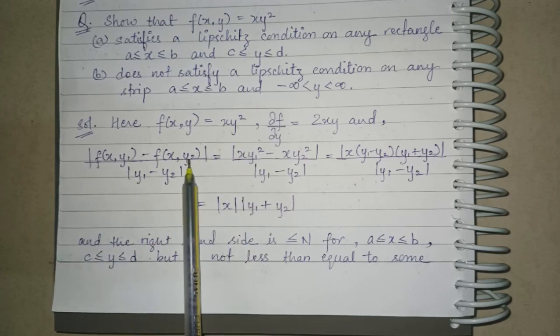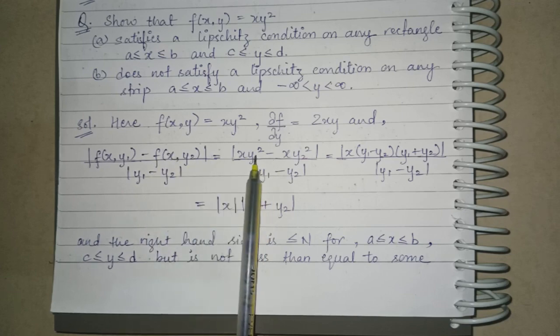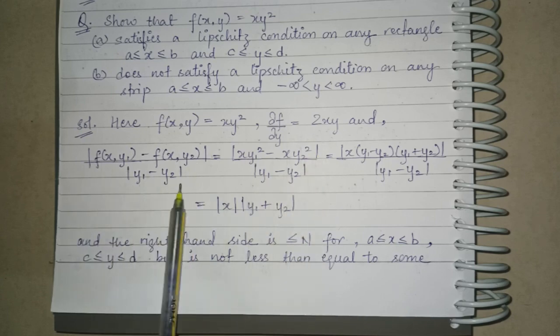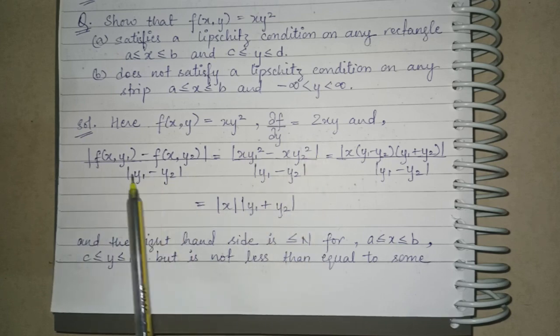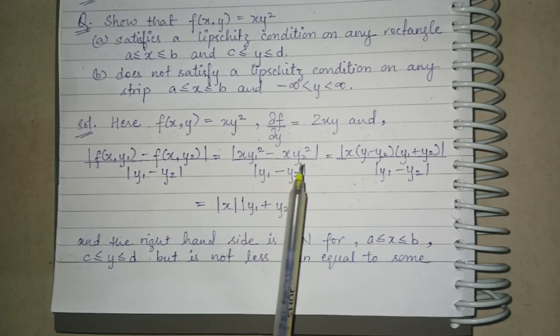So modulus of this, f(x,y1) minus f(x,y2), will become modulus of x y1 squared minus x y2 squared. And in the denominator we have modulus of y1 minus y2, right? So it will remain the same.